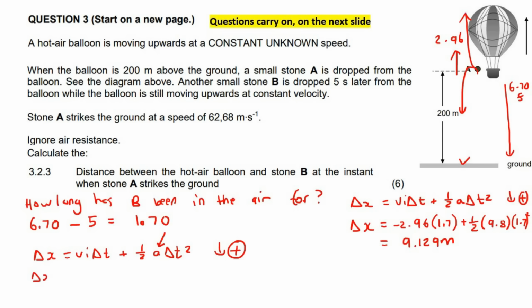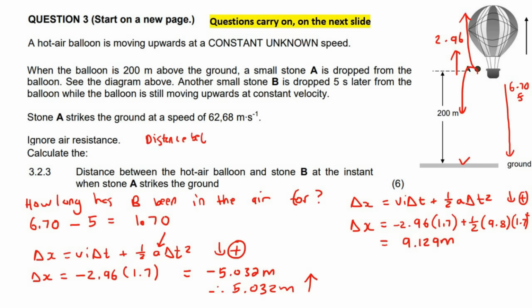So we can just say that the displacement it's going to cover will be its initial velocity, which is negative 2.96, because I chose downwards as positive, but the hot air balloon is going up, times the time, which is 1.7. If we work that out, we get negative 5.032 meters. But because we chose downwards as positive, we can say the hot air balloon has gone up 5.032 meters.